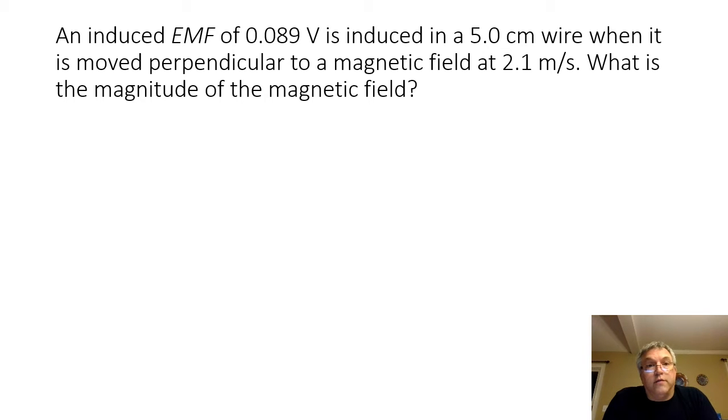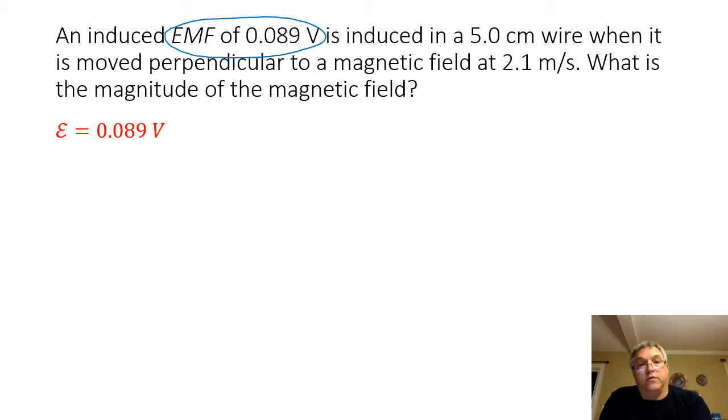Let's take a look at what our given values are. We are given an EMF of 0.089 volts. EMF stands for electromotive force, and for our purposes, we can treat that like a voltage. It's a voltage that is produced by moving the wire in relation to a magnetic field, as opposed to a regular voltage which we got in a wire by connecting it up to a power source such as a battery.